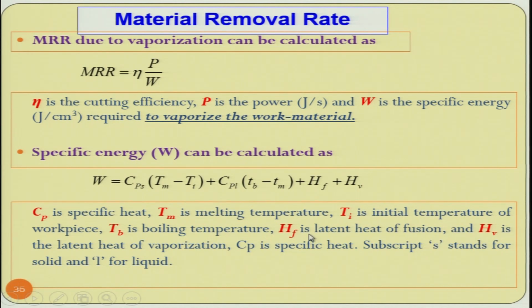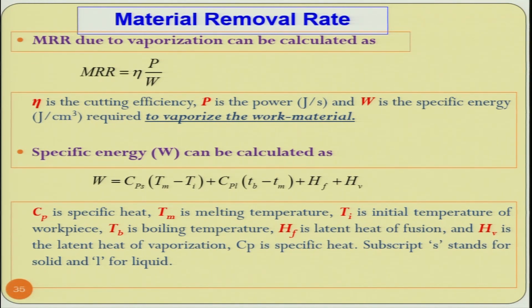H f is the latent heat of fusion. When material is melting, you have to account for this latent heat of fusion, and when it is evaporating, then H v is the latent heat of vaporization. So, C p is the specific heat as mentioned over here. Here substitute S and substitute L, C p S and C p L. S stands for solid and L stands for liquid.